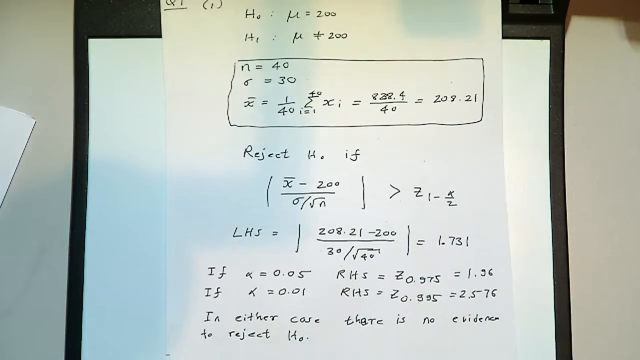When you write a conclusion, if the rejection rule is not satisfied, then you will say there is no evidence against the null hypothesis that the mean breaking strength is equal to 200. Okay, that should be the conclusion. So that's part one.